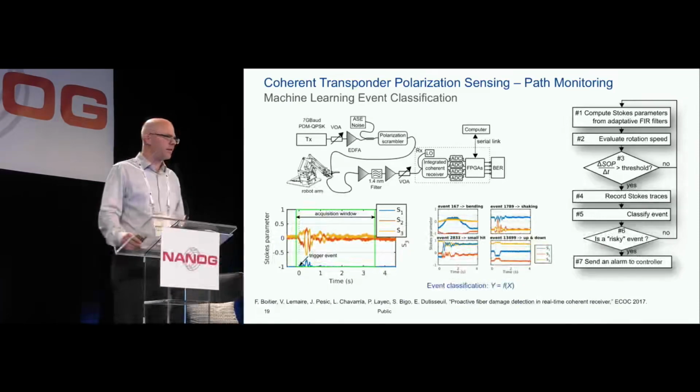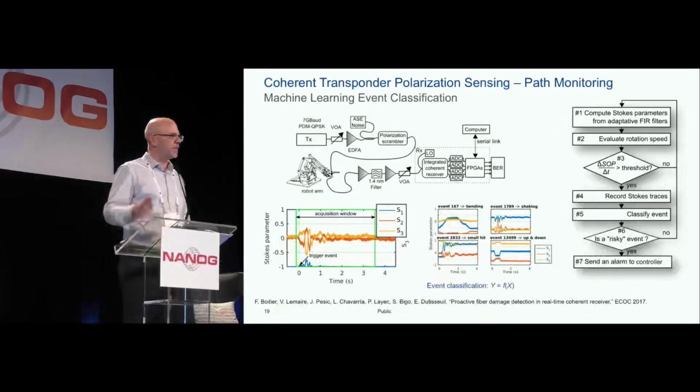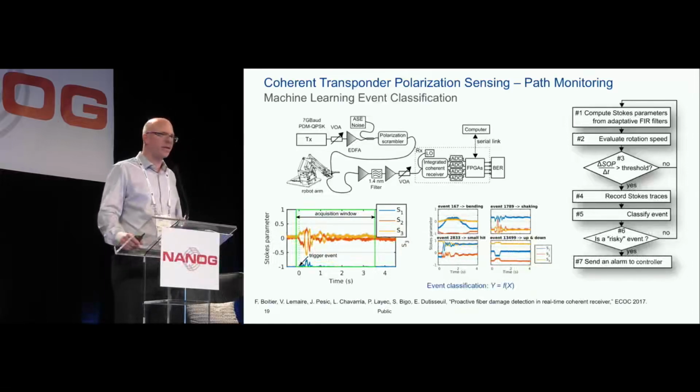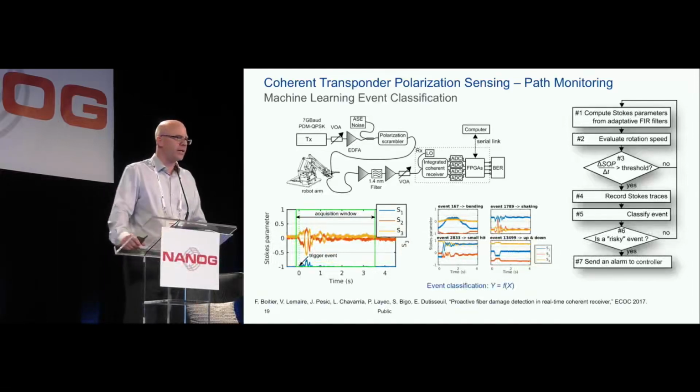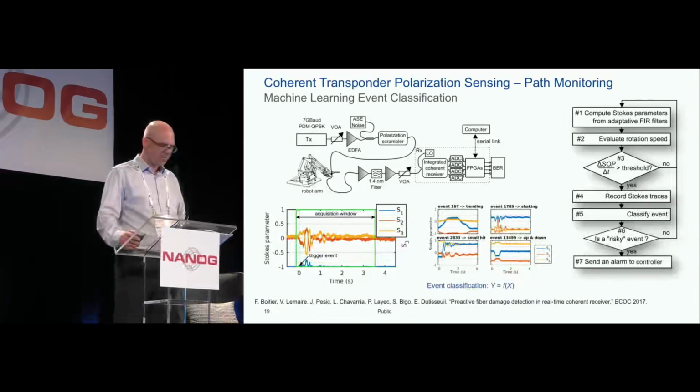And you have this event classification function which will find the function that transforms some variables. So the variables are something like one of those polarization Stokes parameters over some period of time, and it transforms those measurements into these events that they could classify. What they found was they needed 18 different variables in order to do the event classification with 95% fidelity. And then once you do the event classification, you can say, well, is it a risky event? And if so, you can send an alarm to the controller.